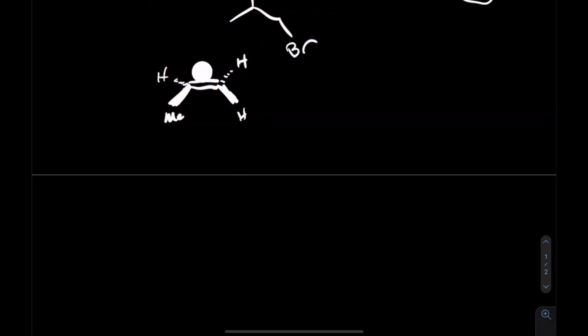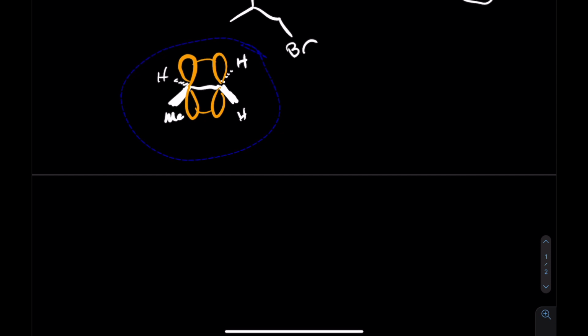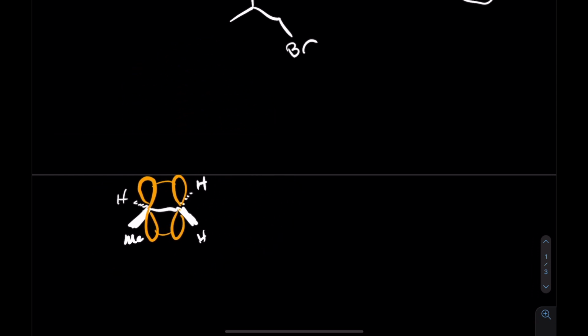So actually, I can delete one of these, and I can draw a pi bond in. The pi bond is in the plane, of course. All right, and then there's electron density here and here. Now, if I repeat this reaction, same sort of thing happens.